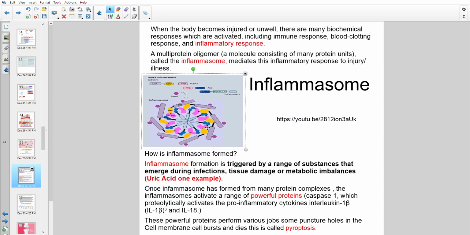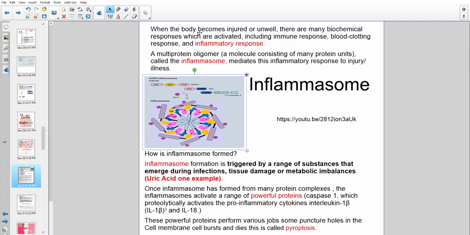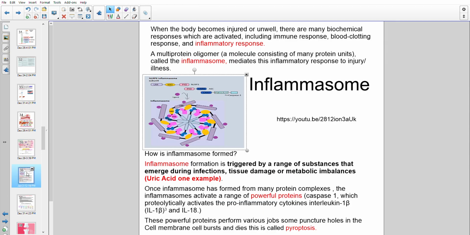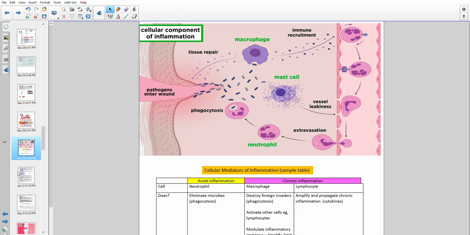So, I'll read it. When the body becomes inflamed or unwell, there are many biochemical responses which are activated, including the immune response, which we talked about there. There's part of the immune response there with the neutrophils phagocytosing the invading part. Blood clotting and the response, and then the inflammatory response. So this thing here is the whole inflammatory response there.